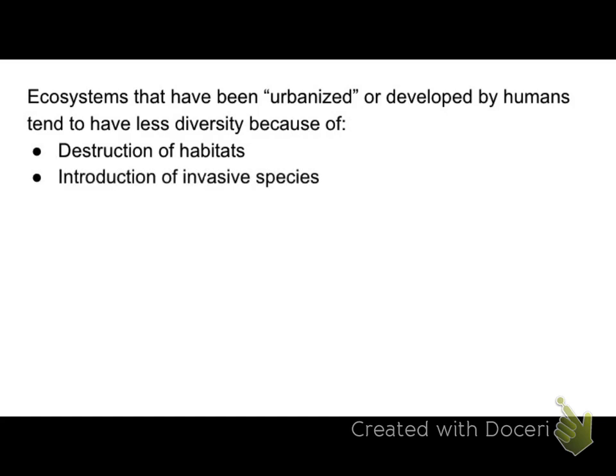Introduction of invasive species. They talked about this very briefly in the video, but anytime you bring a species from one location to an area where it has no natural predators, that species tends to take over that area, and it will outcompete and outsurvive other species, causing them to starve out, and then we reduce the total number of species in that area, therefore reducing biodiversity.